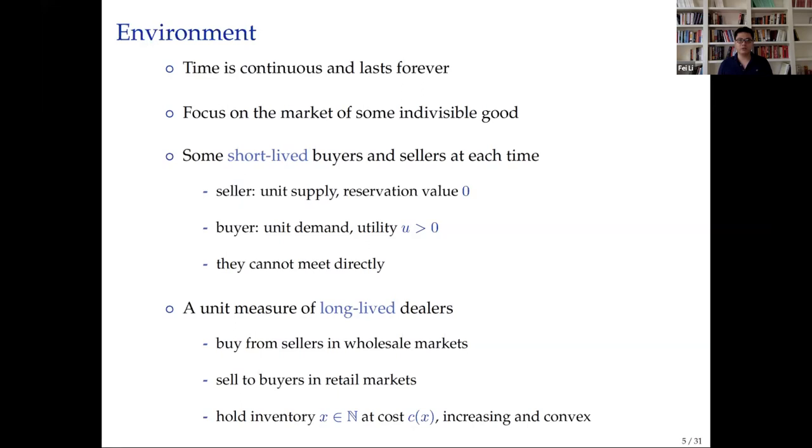Let me ask what you mean by short-lived. Is this a static model? Well, it means that the buyer only lives for one period. In the famous middleman paper by Rubinstein and Wolinsky, they also assume buyers and sellers are in the market for one purchase or one sale only, while the middlemen are long-lived. So you're in good company with that assumption.